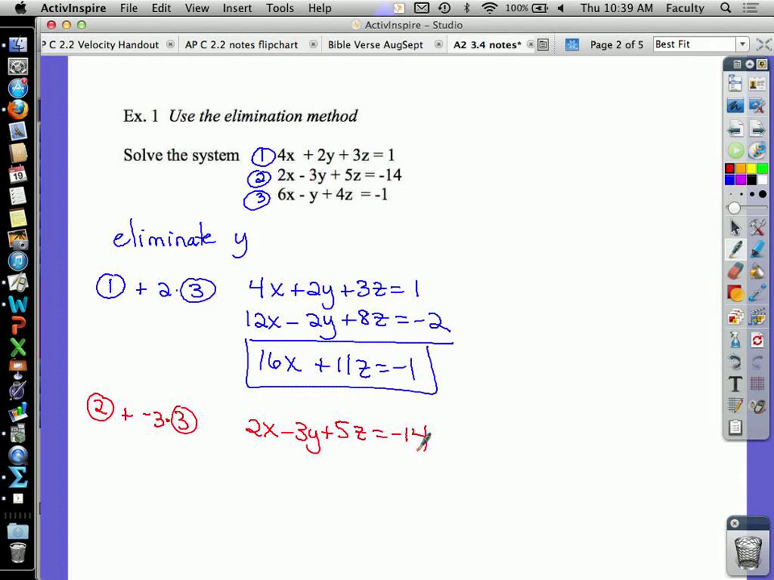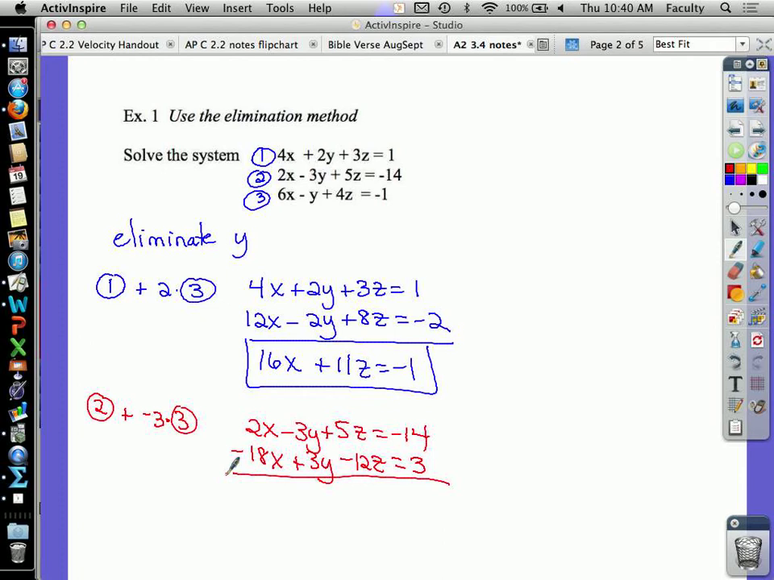And then I'm going to multiply the third equation by negative 3. So I get negative 18x plus 3y minus 12z equals a positive 3. So again, we're taking the second equation and we're adding a negative 3 times the third equation because we're trying to get rid of y.